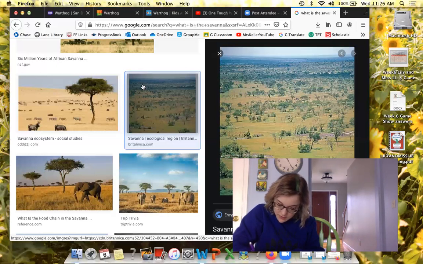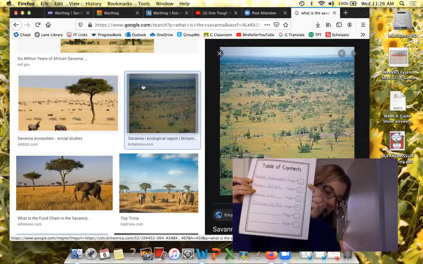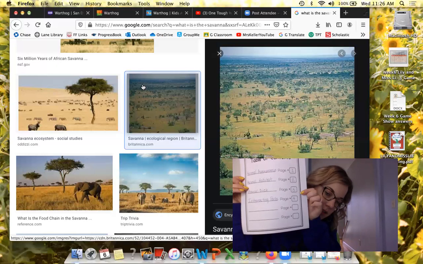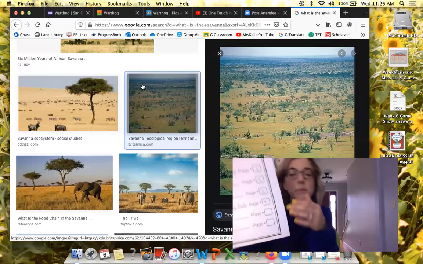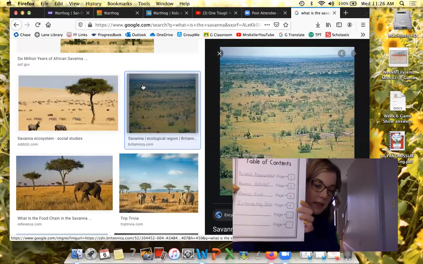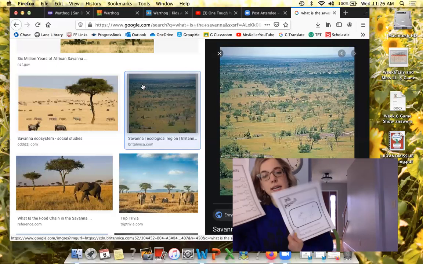This color writes so big. And interesting facts was page 4. I only had you do 4 pages, so you don't need to have anything here. You can cross them off, or you can just leave them blank. I'm going to leave them blank. Table of contents and cover page are done.